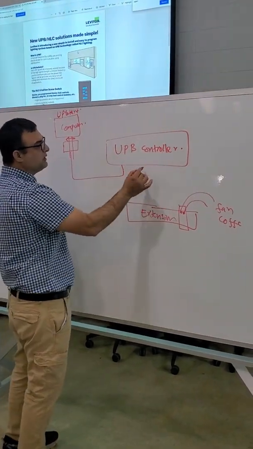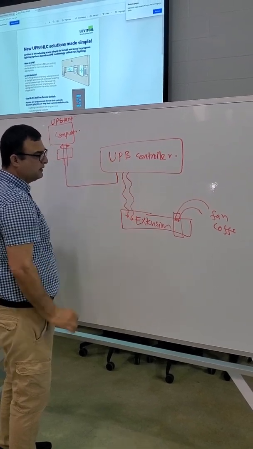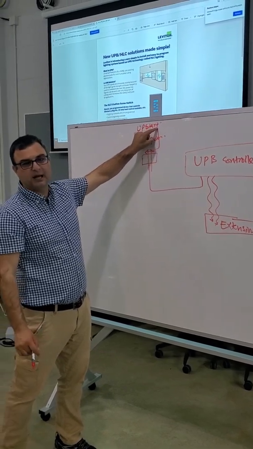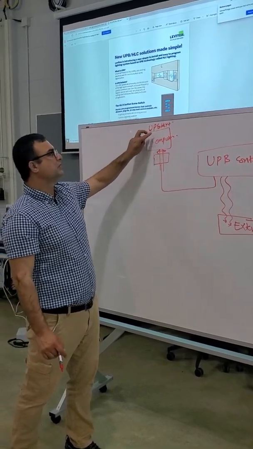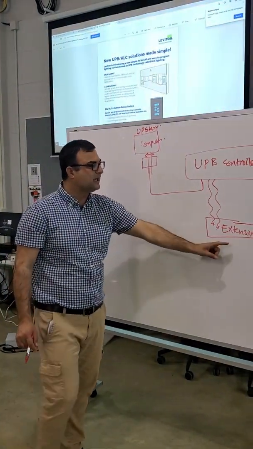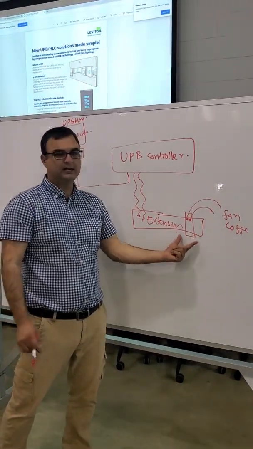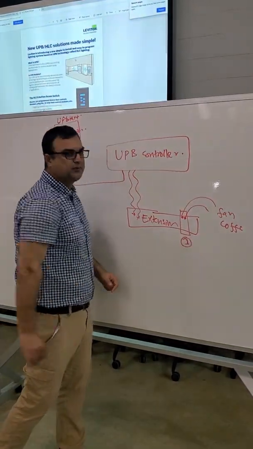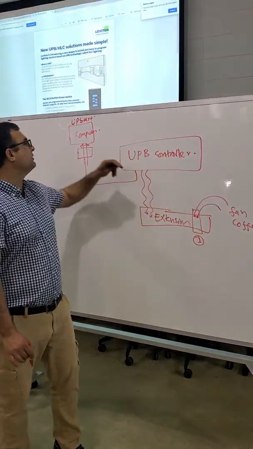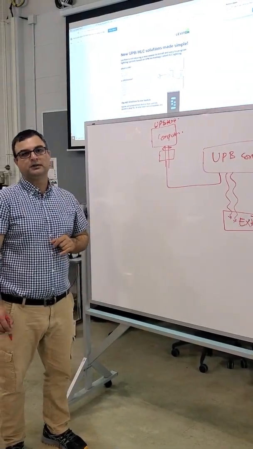Now this UPB controller is also plugged in here to this extension cord. What we are going to do is open our Upstart software. Once we open it, it's going to communicate to the UPB controller. It's going to send a signal and look for UPB compatible devices. In this case, we will have only one smart receptacle. We will identify it, and then we will be able to control it from our Upstart software.